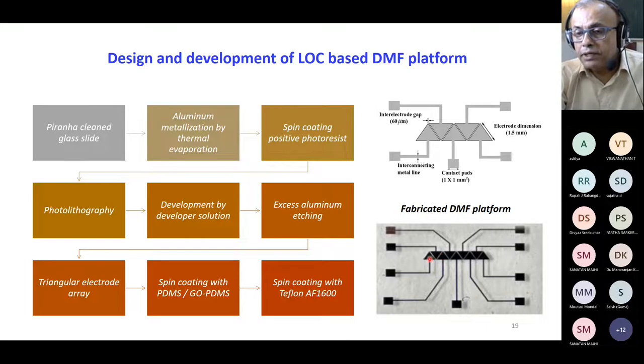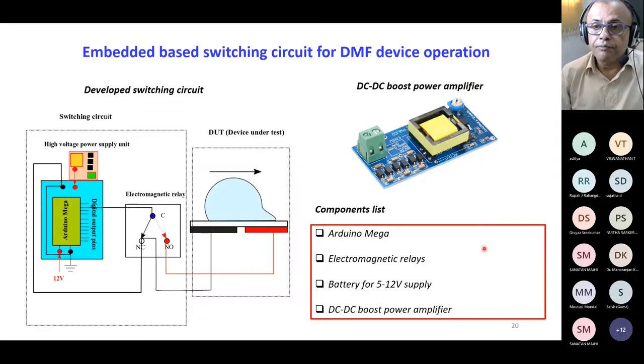And that way, the droplet which was placed on the first electrode can move along this line by serially actuating the different electrodes in this way. Here, for automatic actuation of the different electrodes, we have used an embedded system, which will act as a switching circuit, as well as produce the high voltage.